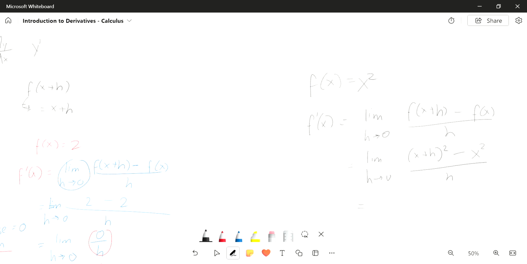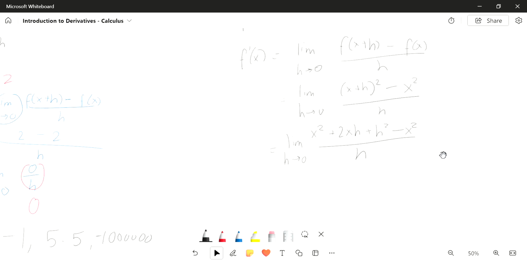So what you would need to do is expand these brackets over here. So you get x squared plus 2xh plus h squared minus x squared all over h. And I should really be remembering to write this limit sign each step. So this x squared and that x squared cancel out. So the limit of this function as h approaches 0 would just look like this: 2xh plus h squared all over h. And if you see on the numerator, every single term has h in it. So you can just factor out an h and cancel them out. So on this next line, you would get 2x plus h as h approaches 0.